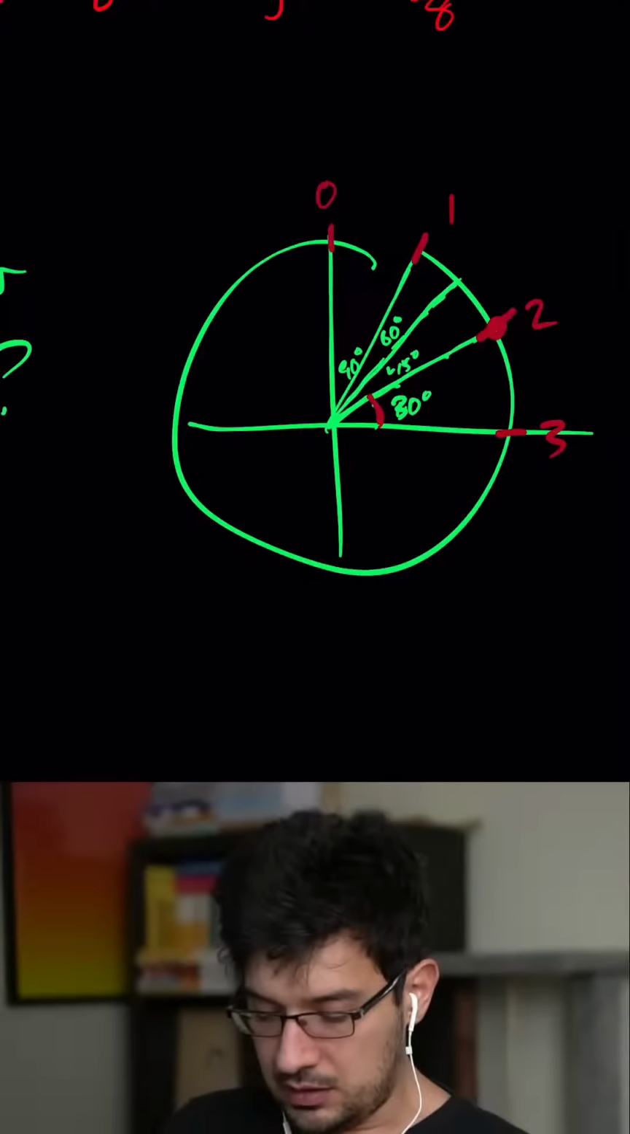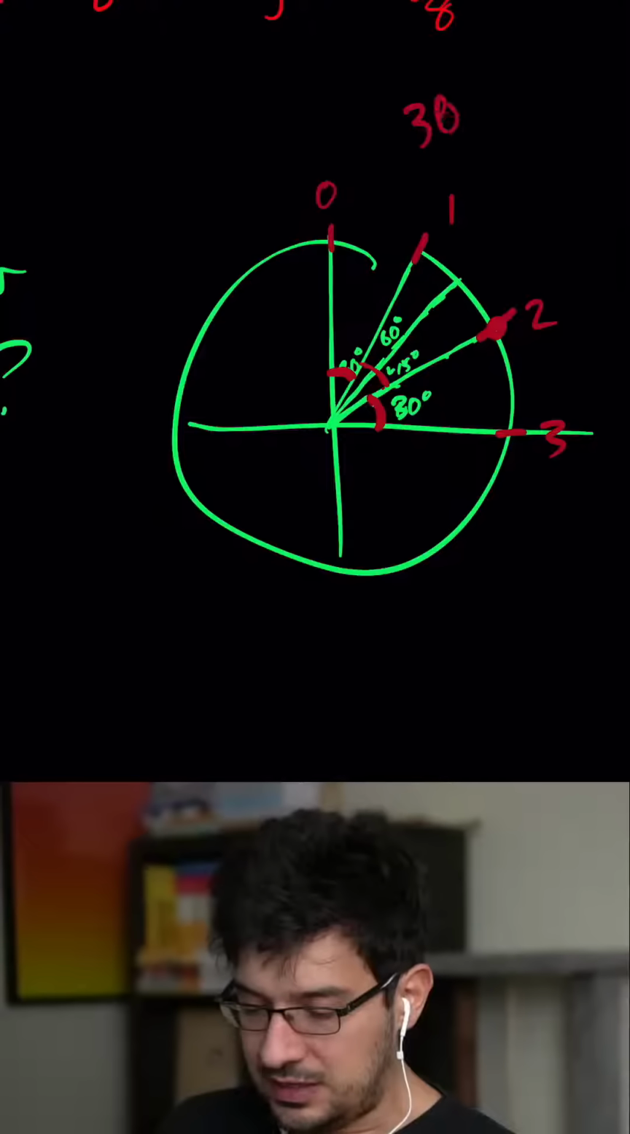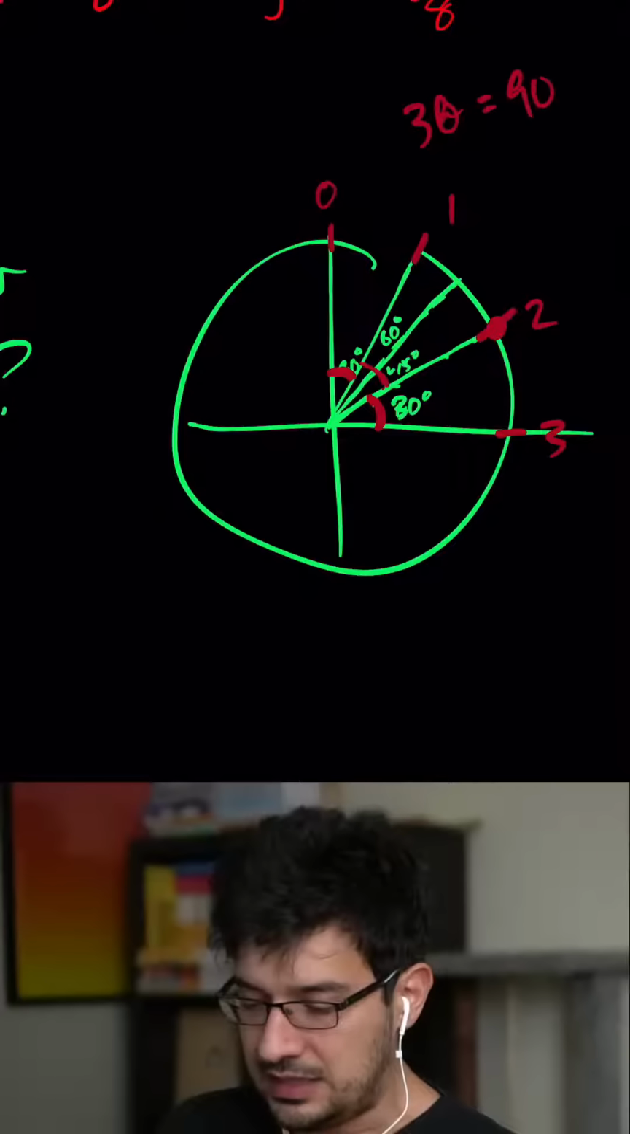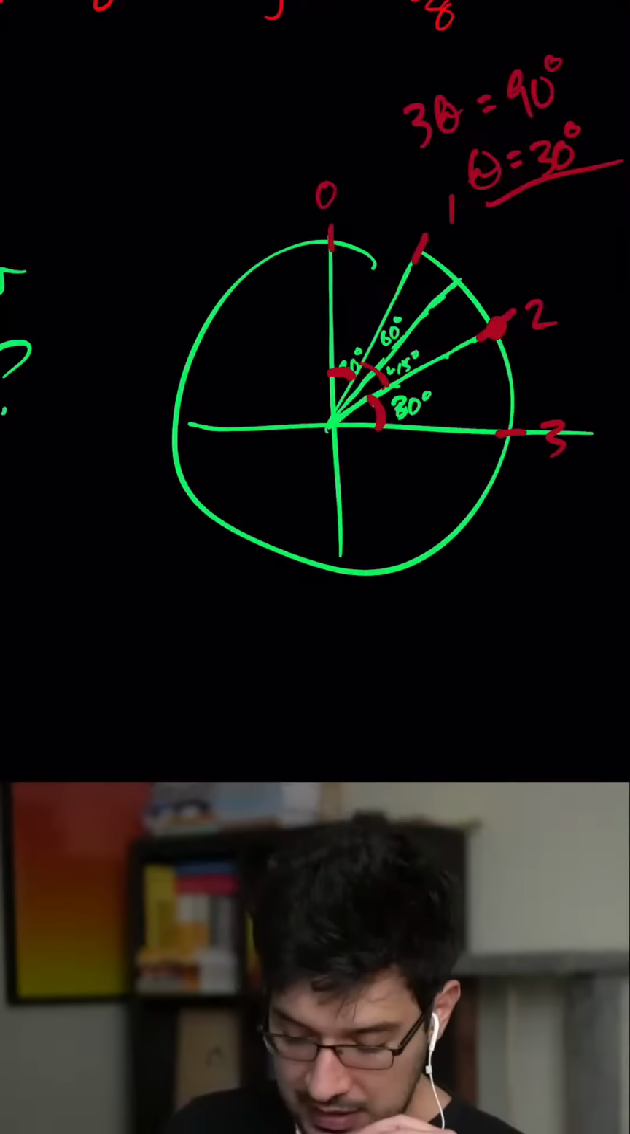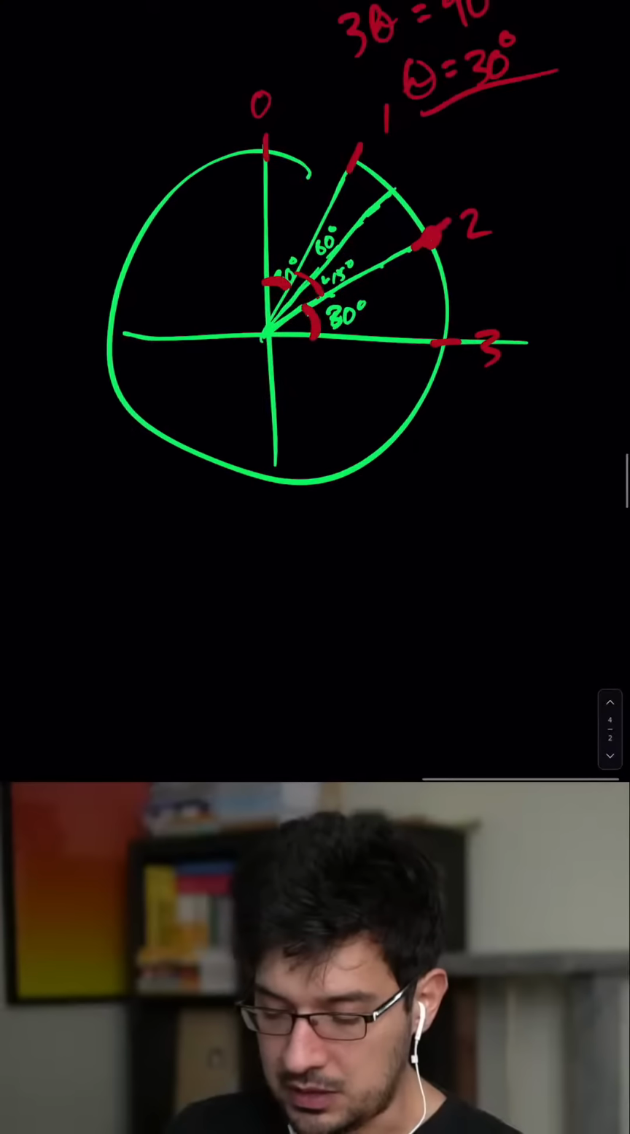So then this angle here needs to equal this angle here, and they both need to equal that angle in the middle. So then 3 theta equals 90 degrees. Theta equals 30 degrees. This is just confirming that, yes, it is this special angle, 30 degrees.